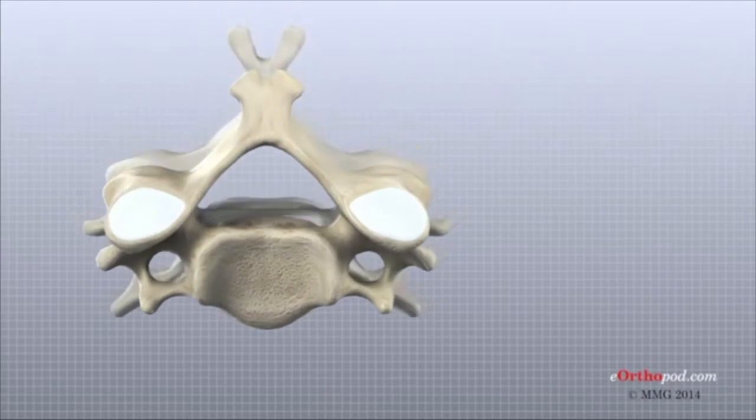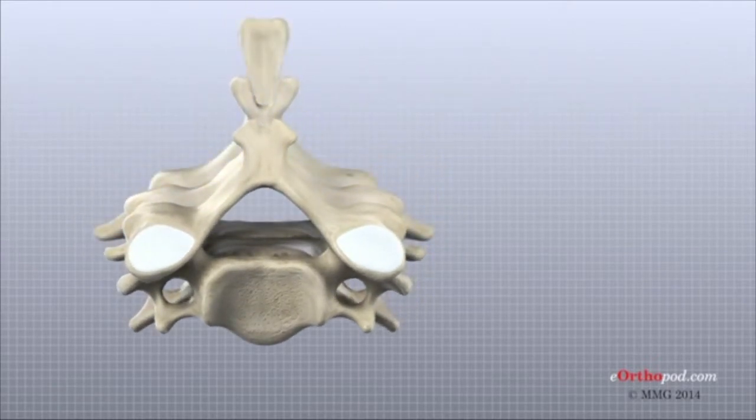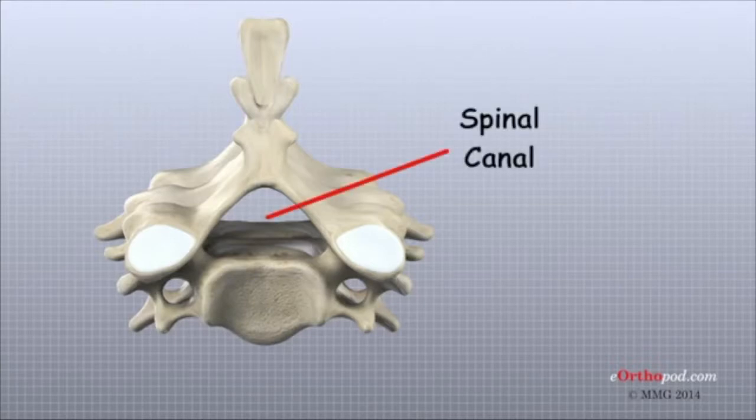When the vertebrae are stacked on top of each other, the bone rings form a hollow tube that surrounds the spinal cord. The inside of this hollow tube is called the spinal canal. The bone rings provide a protective roof over the spinal cord.